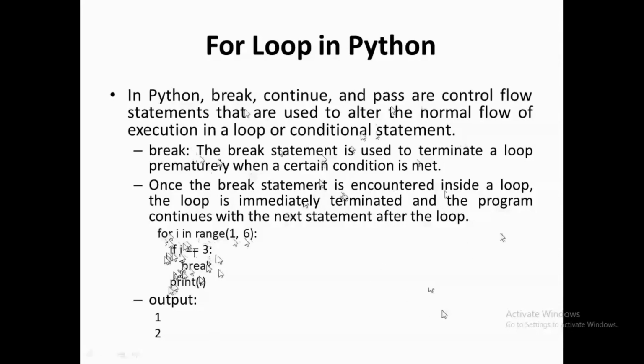So first what will happen? i will be 1, and then it will check if i is equal to 3, not true. Then it will print i, and next it will be incremented. So i will be 2, and 2 is equal to 3, not true, so it will print, and 1 and 2 will be printed. After that i will be incremented and it will be 3. And if i is equal to 3, then this break will get executed. That means it will come out of the for loop. So output will be only 1 and 2 for this code.